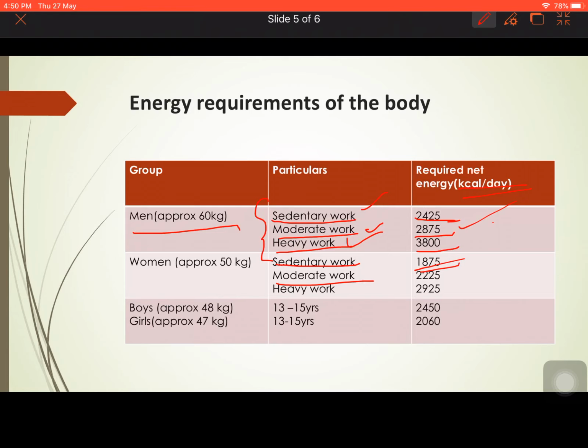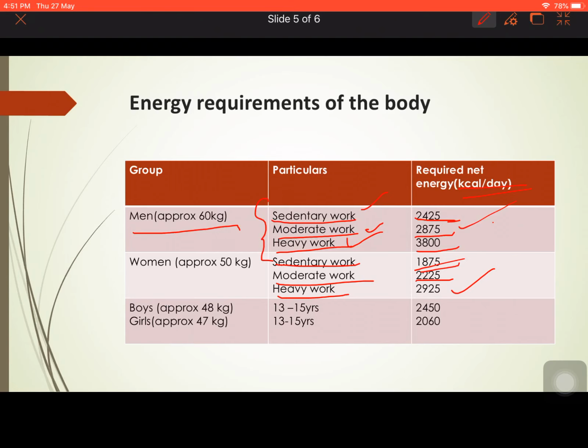Now the moderate workers, those who go out to offices and work, will need 2225 kilocalories of energy per day. Next come the heavy workers, like the maids who come to our houses, as well as the laborers. There are many lady workers also, women are also working in the field. So they will need 2925 kilocalories of energy per day.